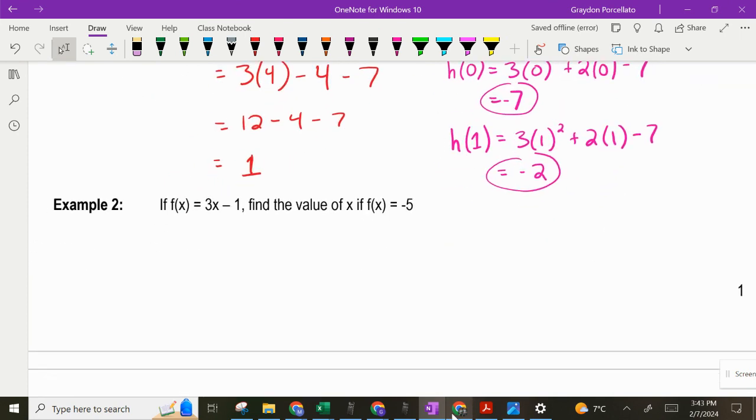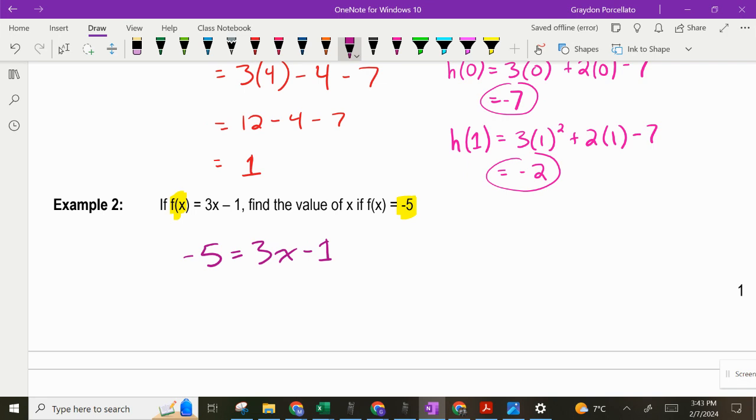This is a short note, again, pretty much review of what we've been doing. If f of x is 3x minus 1, so it's given us a function, it says find the value of x if f of x is negative 5. So it's telling us what f of x is. So we're going to sub this in for f of x over here. So it becomes negative 5 equals 3x minus 1.